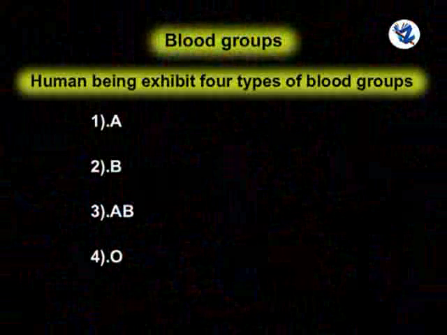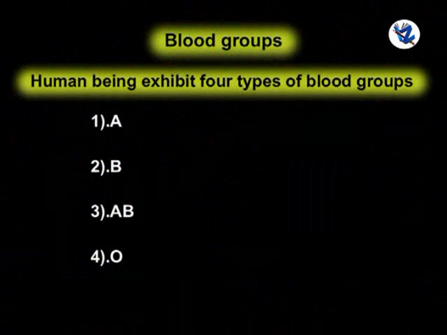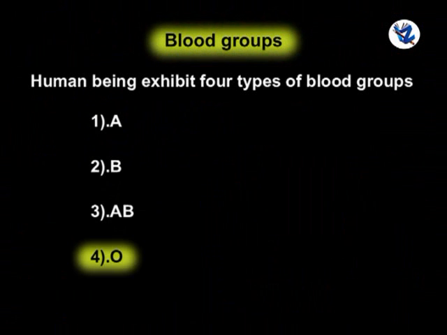Blood groups. Human beings exhibit 4 types of blood groups: A, B, AB and O.